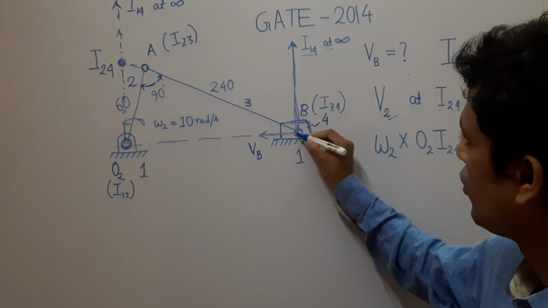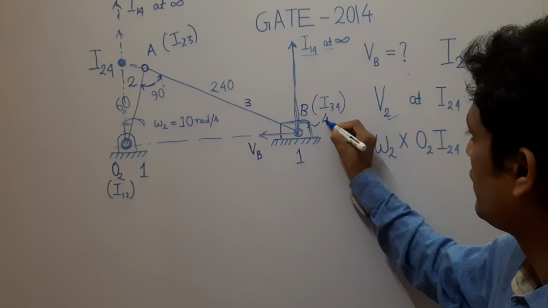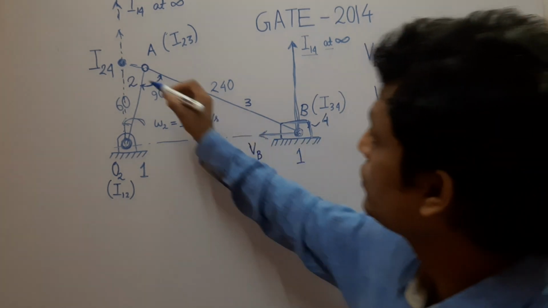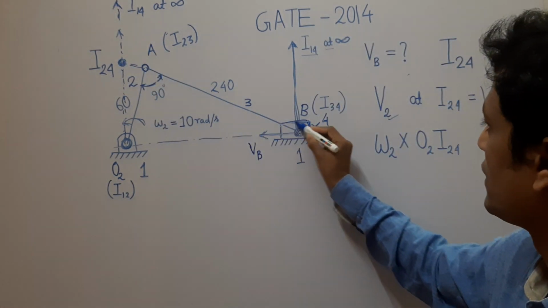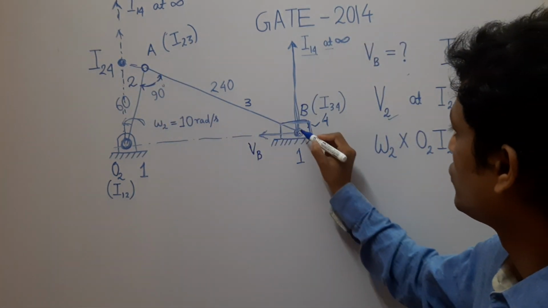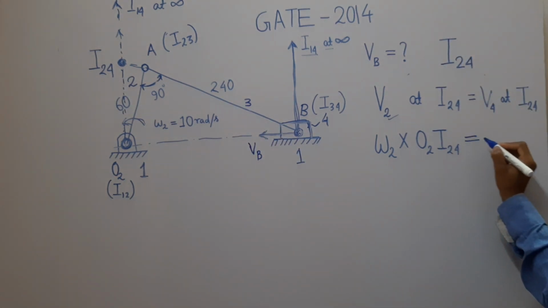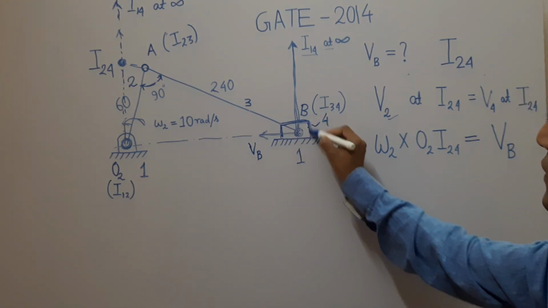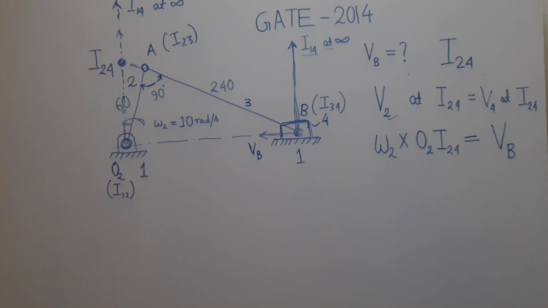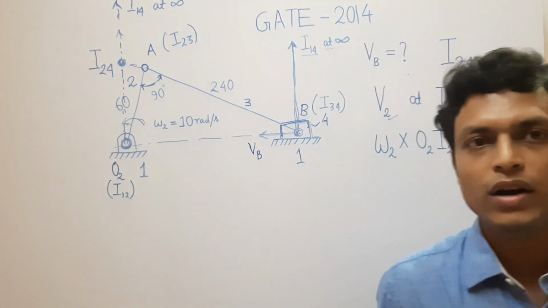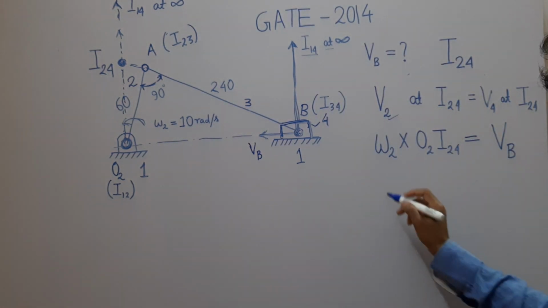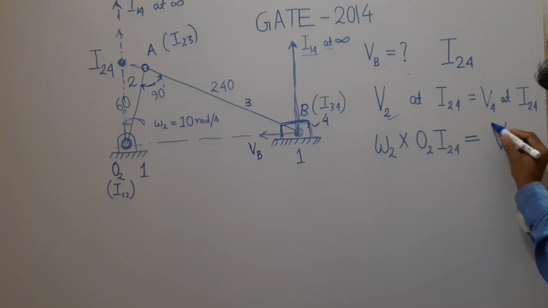So if this is point B and that is on link number 4, so velocity of point B on link number 4 and velocity of I24 which is also on link number 4, we are considering that. So both will have the same velocity. So velocity of 4 at I24 will also be VB, because all points on link 4 have the same velocity.